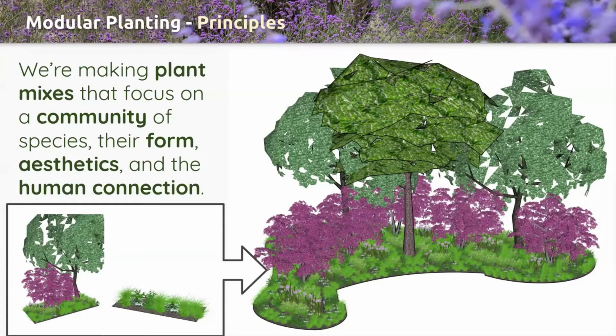So, kind of in a nutshell, so you know what we're aiming for today. What is modular planting? This is kind of my explanation. We're making a plant mix that focuses on the community of the species, their form, the aesthetics, and of course the human connection. And we're basically taking these two modules off to the left, creating those modules and combining them in a way that creates what you see on the right as the end product.